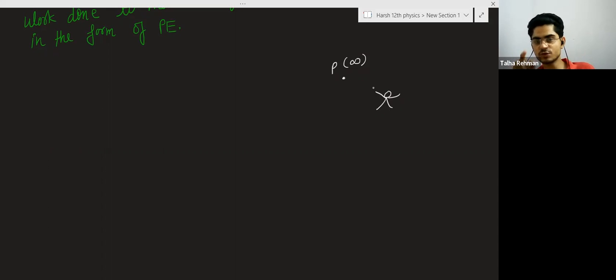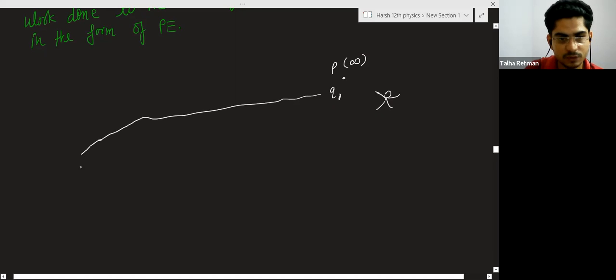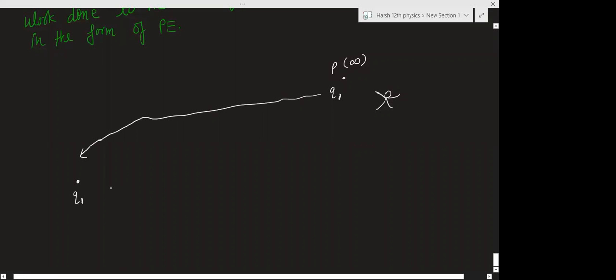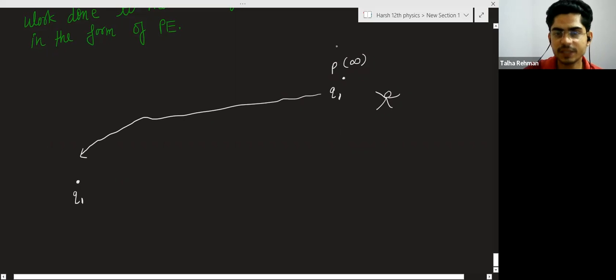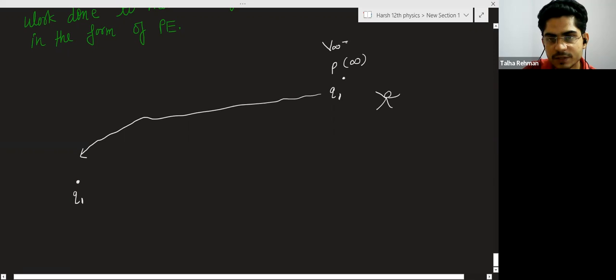And in physics also, when we are making a system of two charges, we have to do work. So now what we are doing, this person is taking a charge q1 from infinity and puts the charge at this position. And in physics we consider potential. Do you remember the term potential? Potential at infinity is 0.